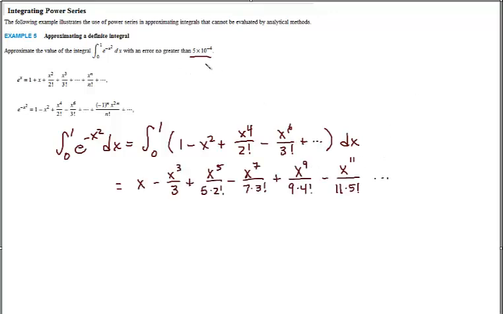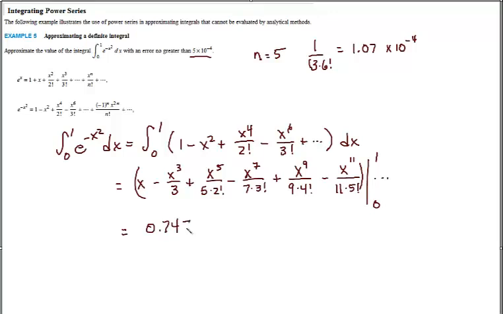If you want your error no greater than this, you'll have to use n equal to 5, because 1 over 13 times 6 factorial is about 1.07 times 10 to the minus 4, and as long as the error is less than that, then we're good to go. So plugging this in, we better put our limits of integration in here from 0 to 1. Plugging this in, you should get about 0.747 for this integral.